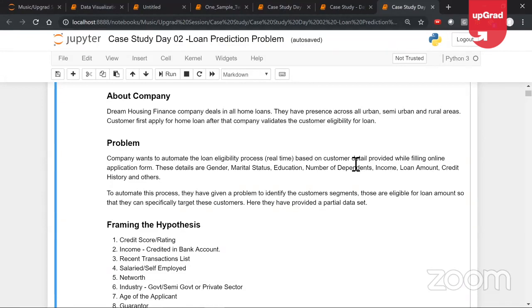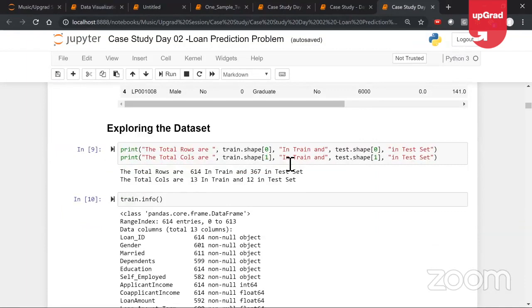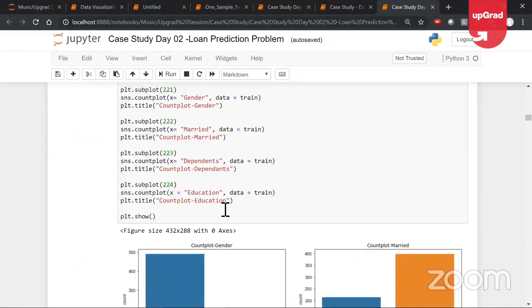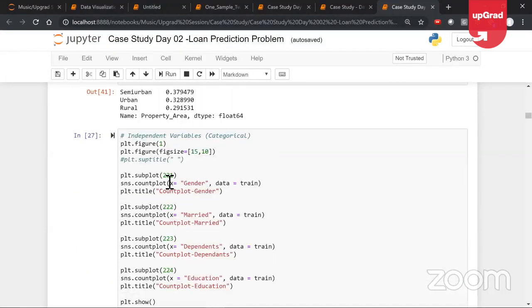So moving on, now what we do is we look at total number of rows. This is the usual info method that we do. And now count plots. What are count plots used for? Hopefully all of you would have seen count plots, right? Who will tell me what are count plots used for? So for example, if I do count plot of gender, what do you think it will give me?